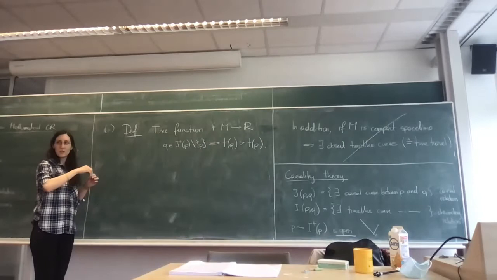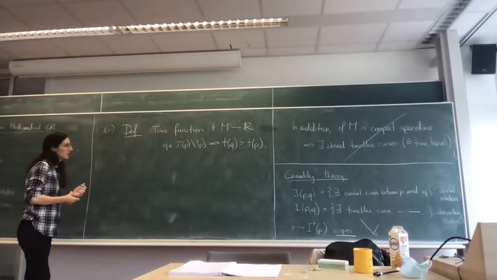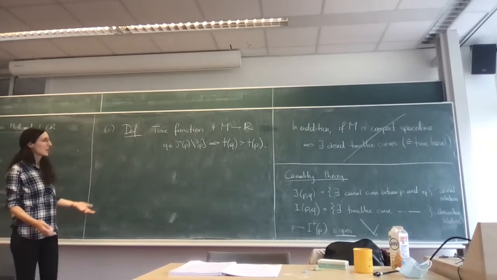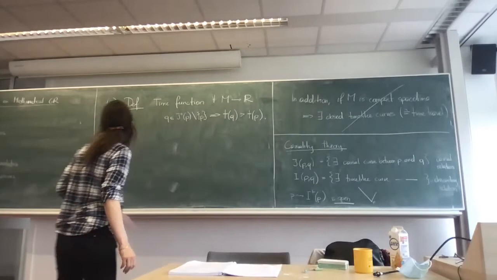Of course, if you write a minus and look at the past, then the inequality goes in the other direction. But it is only between causally related points. The points that are space-like related don't even matter for this construction, because I said that everything happens inside the light cone for what we want to do. And such time functions obviously don't always exist, but there's a nice result when they exist.